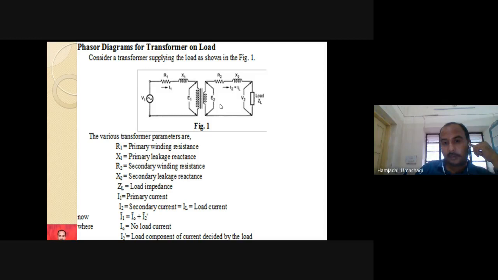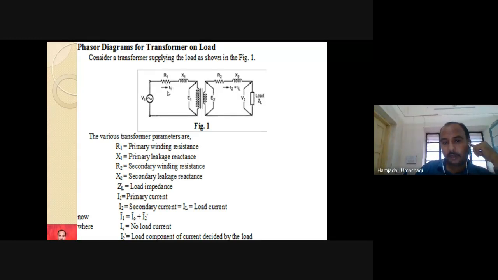Similarly, on the secondary side, if you apply the KVL here, the source is E2, and the available voltage is V2 across the load. Yes or no? So the source voltage is E2. So E2 is equal to I2 R2 plus I2 X2 plus V2. Are you getting it?